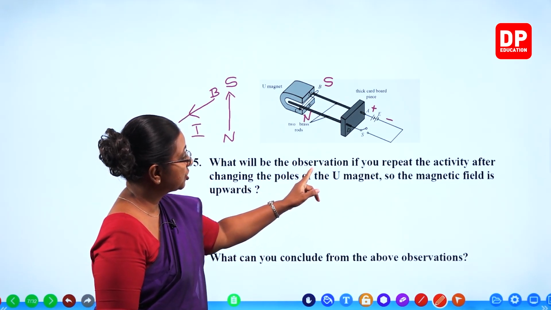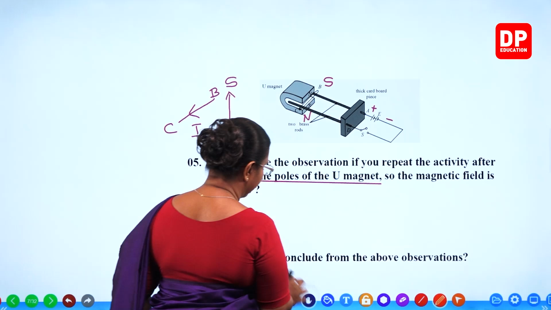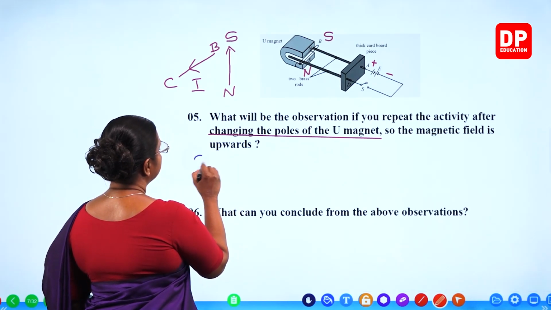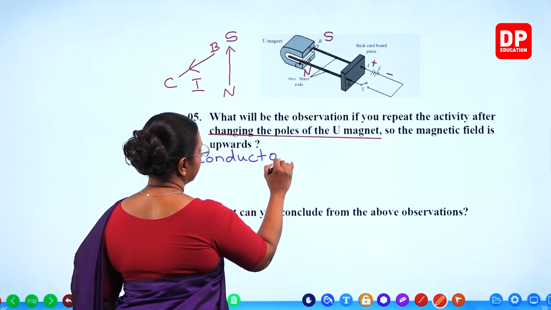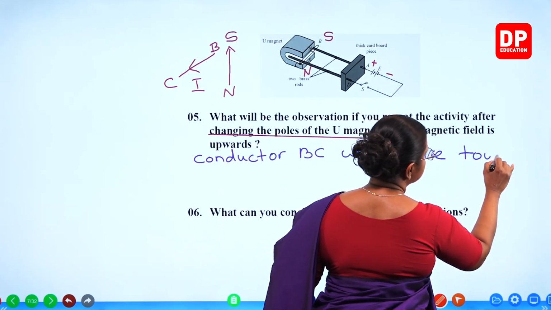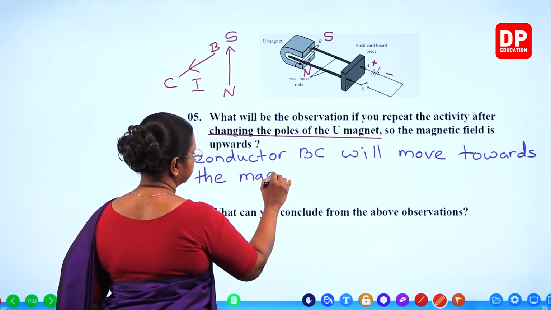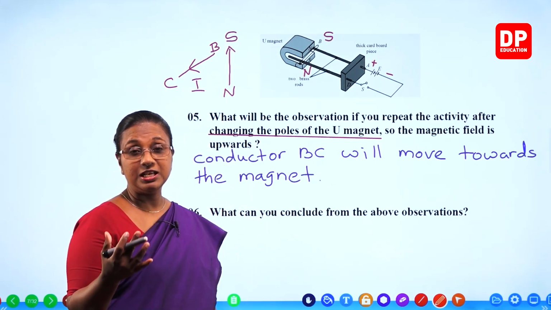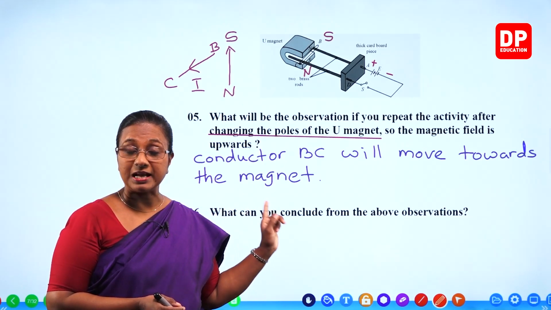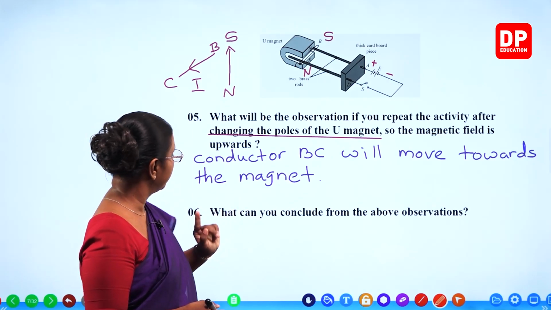So what will be the observation if you repeat the activity after changing the poles of the U magnet? Then what will happen? We can say conductor BC will move towards the magnet. You can remember this, students. We did it during the activity also. So here direction of current flow does not change, but the direction of the magnetic field changes. So then direction of the force changes. Conductor BC will move towards the magnet.